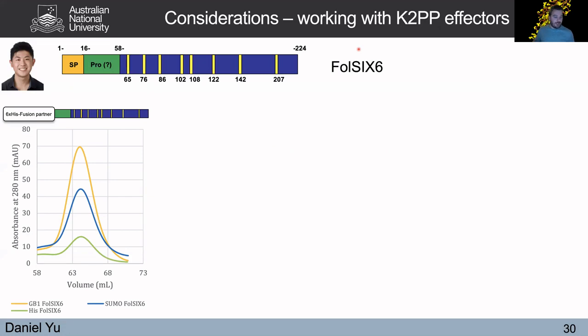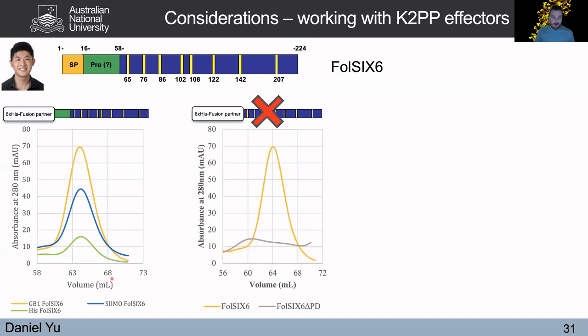One of those is, and I'll just highlight here, this is work done by now a PhD student in my lab, Daniel Yu. This is on the FOL66 effector. And Daniel showed, like with TOX3, we could get a lot higher yields when we produced FOL66 with a GB fusion.